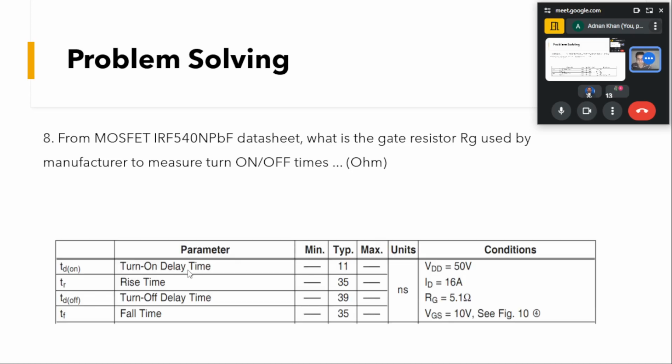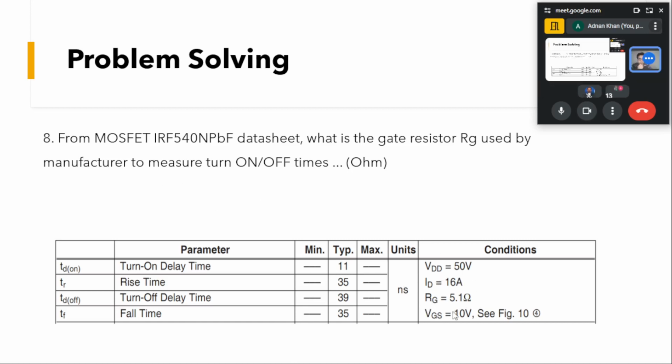So if you can look at this, this is the snap of the data sheet. Here we have the turn on delay time, rise time, turn off time, fall time. Typical values are given, but the conditions are also given, and the calculation of these values is at certain conditions, like VDD is 50, ID is 16 amps. Here RG is given for the test conditions, it is 5.1 ohm. That is what is being asked in this question.